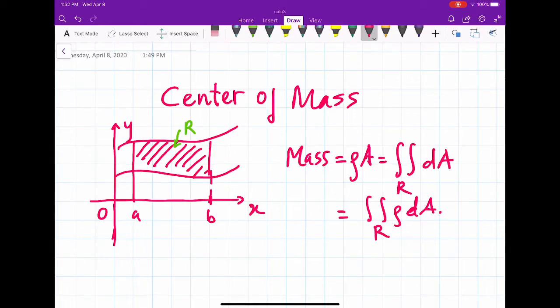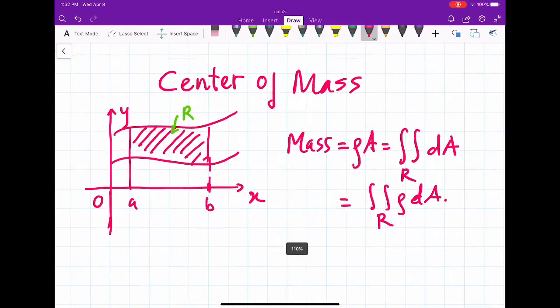Hello, in this video we study center of mass. We'll use double integrals to find the mass of some lamina. Okay, so let's consider the following picture.